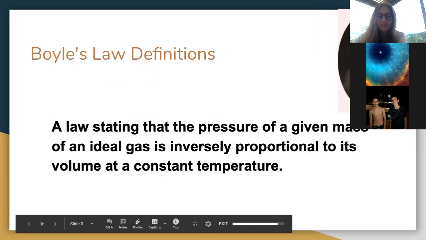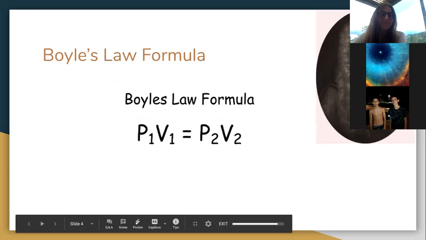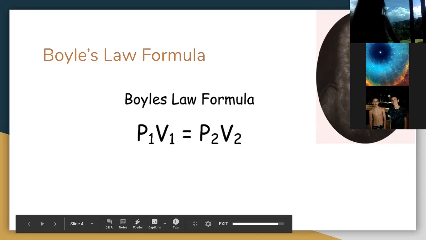Okay, so the definition, as you can see, is a law stating that the pressure of a given mass of an ideal gas is inversely proportional to its volume at a constant temperature. Here you can see the formula. I'm going to explain it to you. P1 is equal to the first pressure, V1 is the first volume, P2 is the second pressure, and V2 is the second volume.